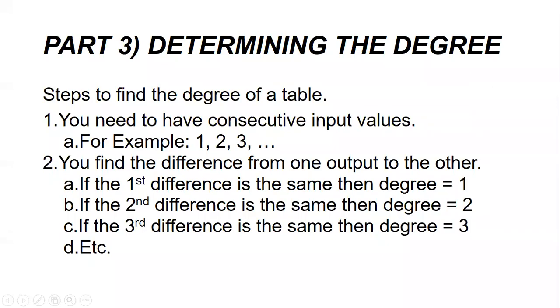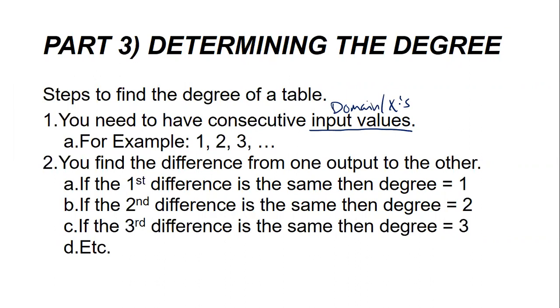All right, last part, part 3, determining the degree. When you're determining the degree, there are steps to find the degree of a table. One, you need to have consecutive input values. Input values are your domain, your x's. They need to be in consecutive order.